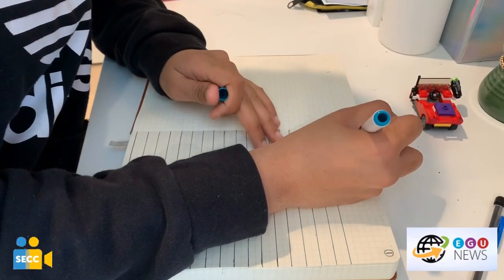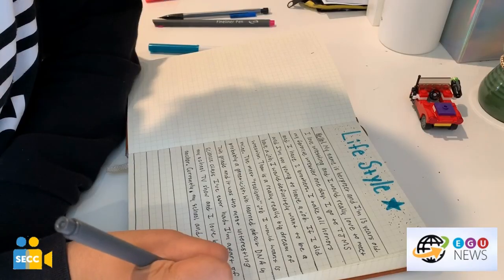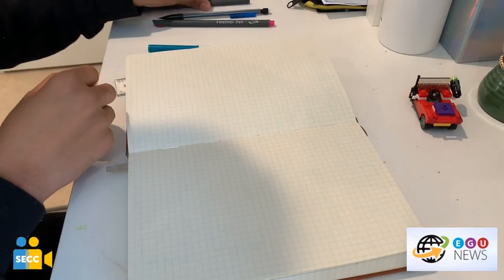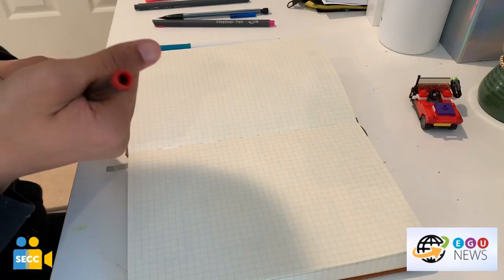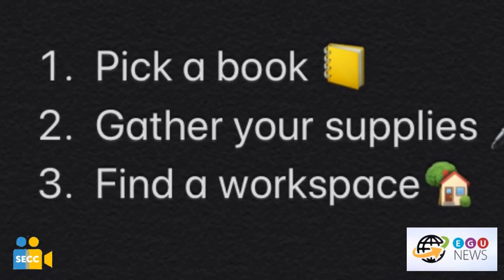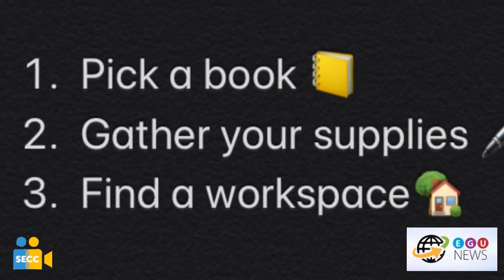Journaling is a great pastime. You can use journals to write down your thoughts and feelings, draw pictures, or even turn it into a mini scrapbook. All you need is a notebook. It doesn't have to be a journal. Pencils, erasers, and pens, or other mediums. The first step is to pick a book. The next step is to gather your supplies. The last step is to find a comfortable workspace free from distractions.